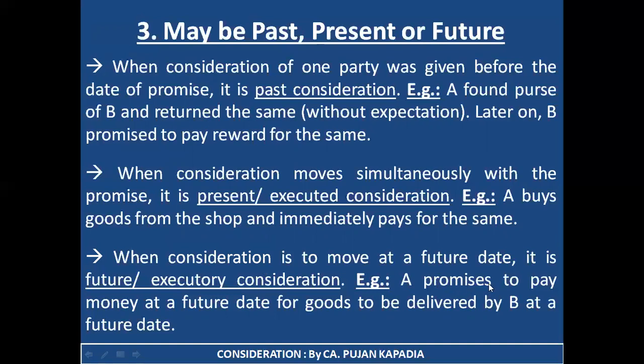Mr. A promises to pay money at a future date for the goods to be delivered by B at a future date. So here basically they are entering into an agreement where A is saying that I am promising you to pay money for the goods you are going to deliver to me at a future date. So both the events, that is payment of money and delivery of goods, are not going to take place as of now. They are going to take place at a future date. If this is the scenario, then it is known as future or executory consideration.